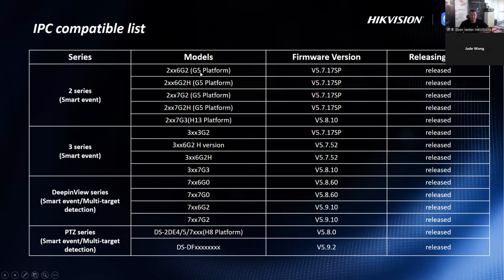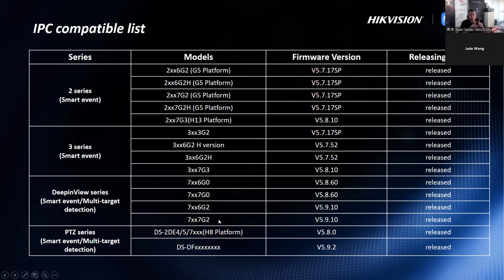That will be the cameras with the G5 platform or the H13 platform in the scenario. We can also use the 3 series cameras with the smart events. That will be the H version platform, as well as the G3 models that are available. So please, please keep your eye out on those models. Then the Deep in View series itself with that multi-target triggering. Those are these ones down here. So definitely keep your eye out on them, as well as our PTZs.